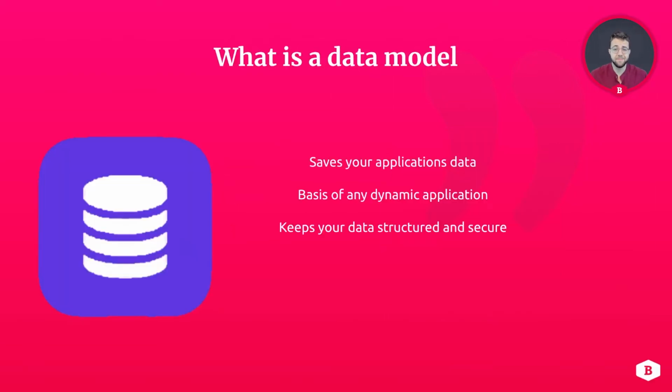The second item is your data model. Your data model is known as the lowest level in an application, which means it is responsible for maintaining and storing data and is a very important basis of every dynamic application. Anytime you would want to add some data to your application or delete something, this will be changed within the data model. Your application's data model is responsible for keeping your application's information structured and secure.